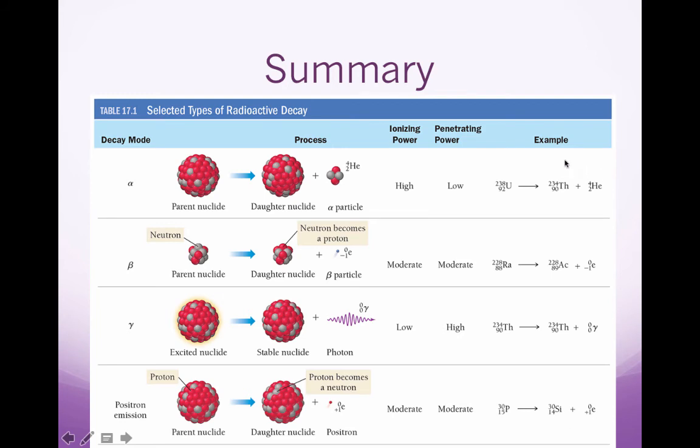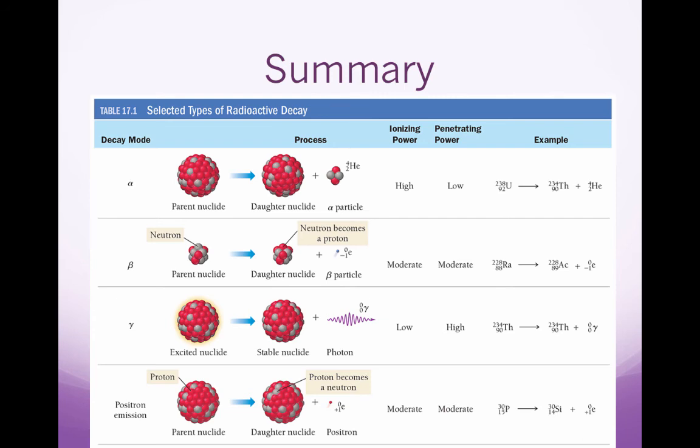So when you're looking at nuclear equations, what you want to look at is what's my particle emitted, and that will tell you what type of decay you have. So if I see this helium-4, that's an alpha particle, I know I have alpha decay. If I see this electron emitted, I know I have beta decay. If I see this gamma particle emitted, I know I have gamma decay. And finally, if I see this positron emitted, I know I have positron emission. And that's how you can tell by looking at the nuclear equations.